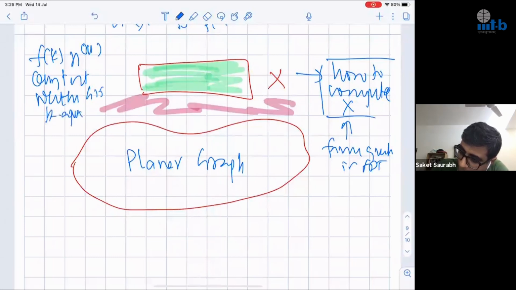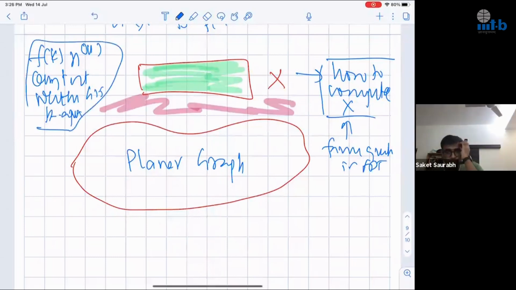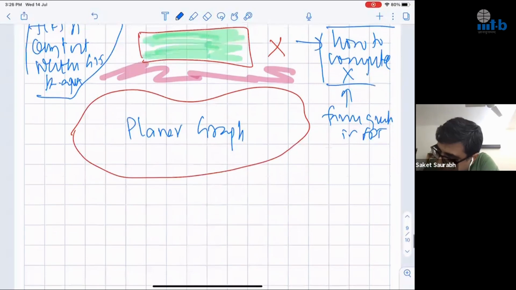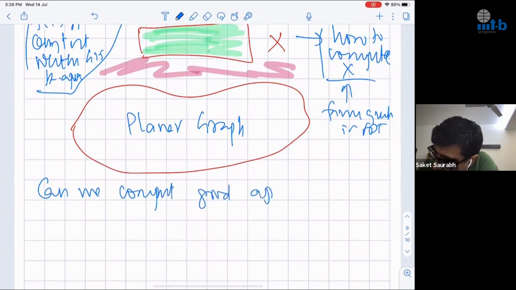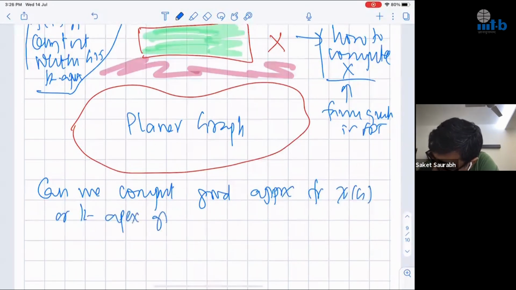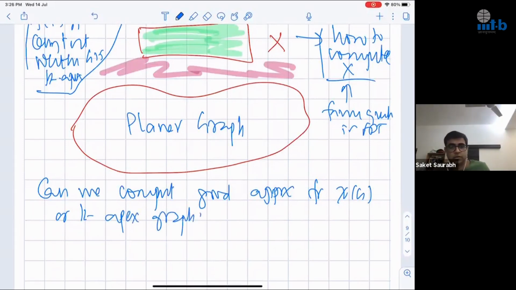Suppose my input is that I give you G and I give you X. I said, hey, here's my family of apex graphs where here's a set X. Given this X, can we compute a good approximation for chromatic number on k-apex graphs? Do you understand the question?